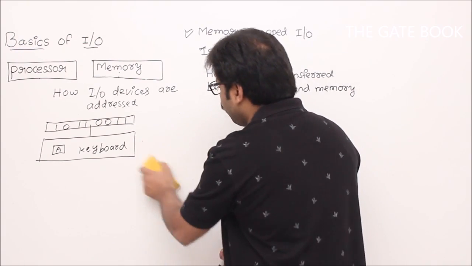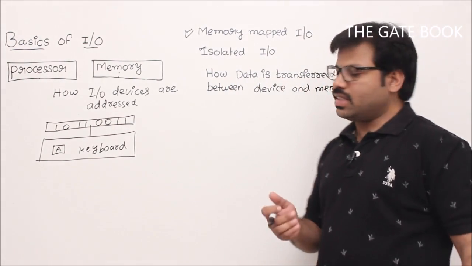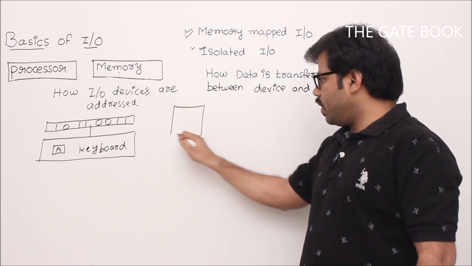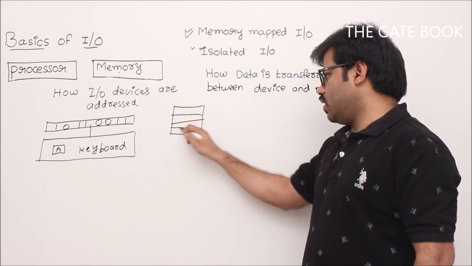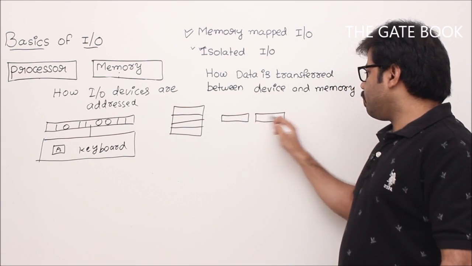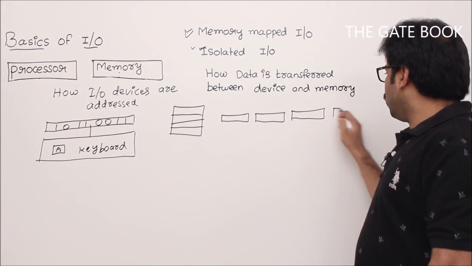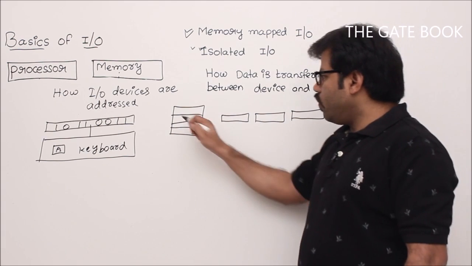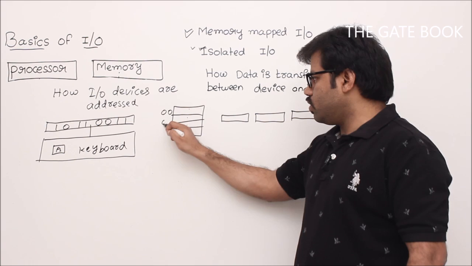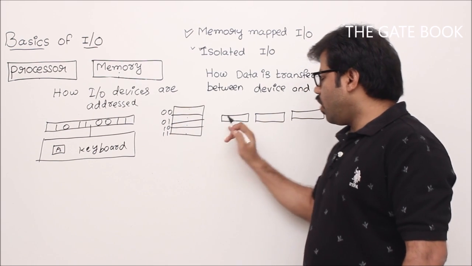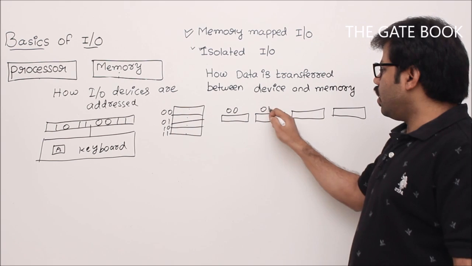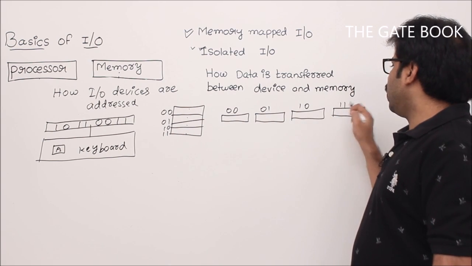There is an alternative way of addressing the devices, that is isolated IO. In isolated IO, what is going to happen is, example, let's say you have 4 registers in main memory. These are all, let's say, IO device registers. Okay, 1, 2, 3, 4. So in this model, we will be giving only 2 bits for these 4 registers. How do you see? 00, 01, 10, 11. Sir, what about these registers, sir? So we can give again 00, 01, 10, 11.